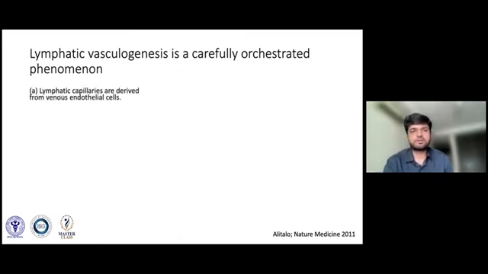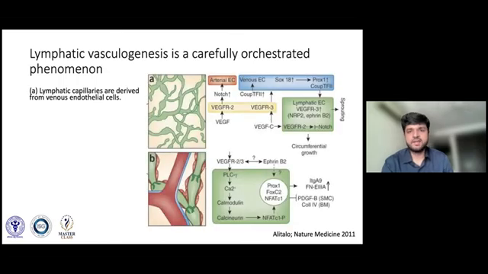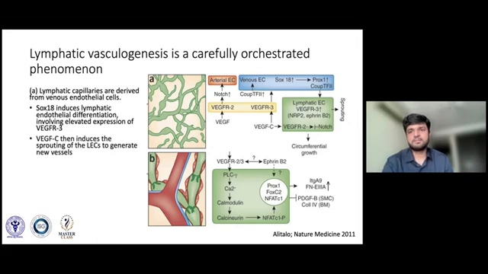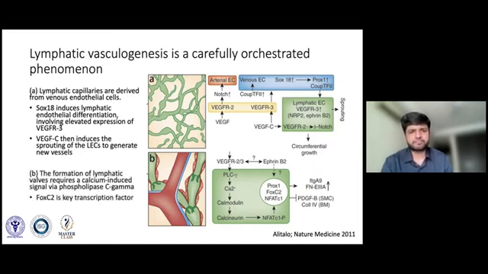The lymphatic capillaries originate from venous endothelial cells, and there is a very complicated pathway that ensures that the lymphatic vessels as well as the lymphatic valves develop appropriately. So you'll come across multiple of these transcription factors if you go into the detail of the lymphatic vasculogenesis. But it is important to just highlight here that there are multiple factors, the most important being VEGF-C and the VEGF receptor 3. And along with that, the lymphatic valves is also closely regulated.